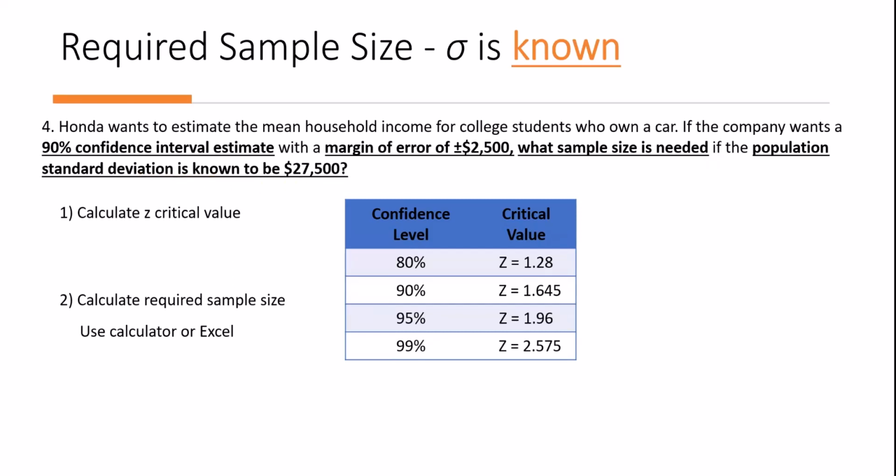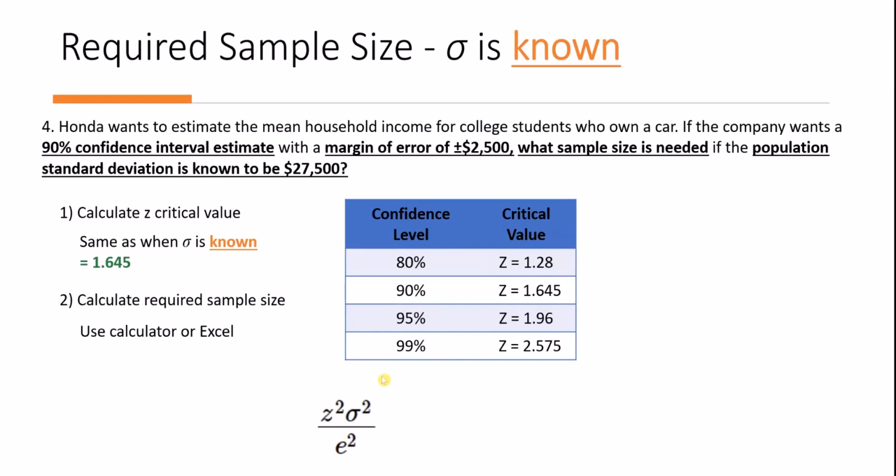Similar to the confidence interval estimate, we need to calculate our Z critical value. This happens to be another one that's in our commonly used Z values for 90%. That is going to be a 1.645. This is going to be the same for the confidence interval when the population standard deviation is known. So we have our 1.645. And then step 2 is to calculate our required sample size.